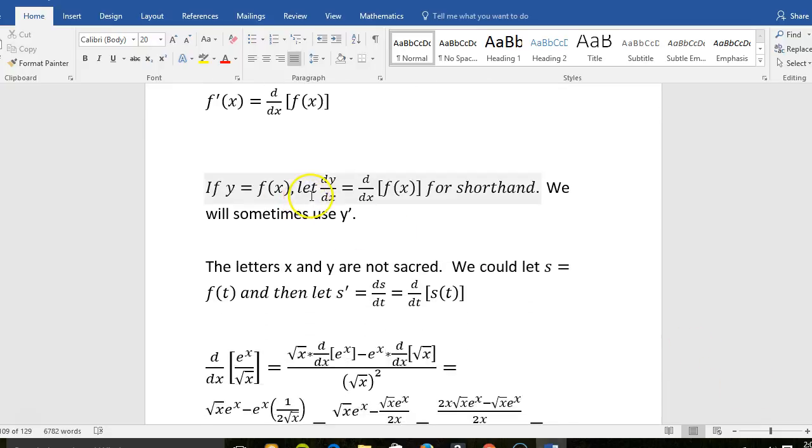If y equals f of x, we're going to let dy by dx stand for d by dx of f of x. This is actually a little bit sloppy, but it's so common we may as well do it. It's shorthand. Deep down, the derivative is an operator. It's not just a fraction, but we'll live with the abuse. It actually acts like a fraction so well, as long as your functions are pretty nice, that you can get away with treating it like one.